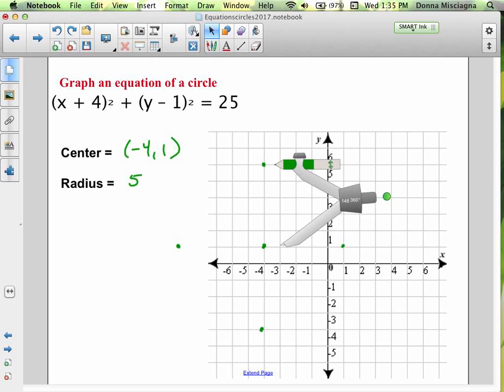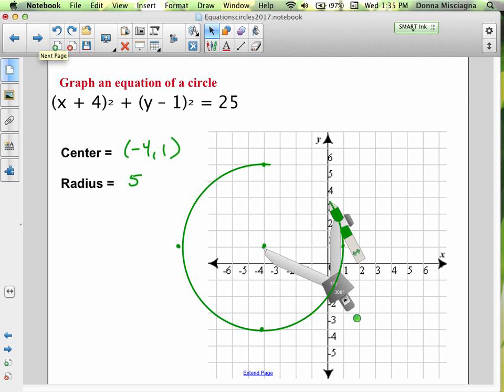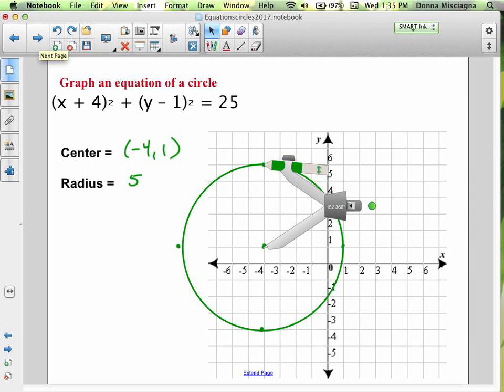So then we put the center there where the radius is. We want to open it so that it's the same length as the radius, about there. And then connect the points. Other than the one I had to estimate, it's all pretty good. I obviously estimated too far. And that's all it takes to graph the circle.